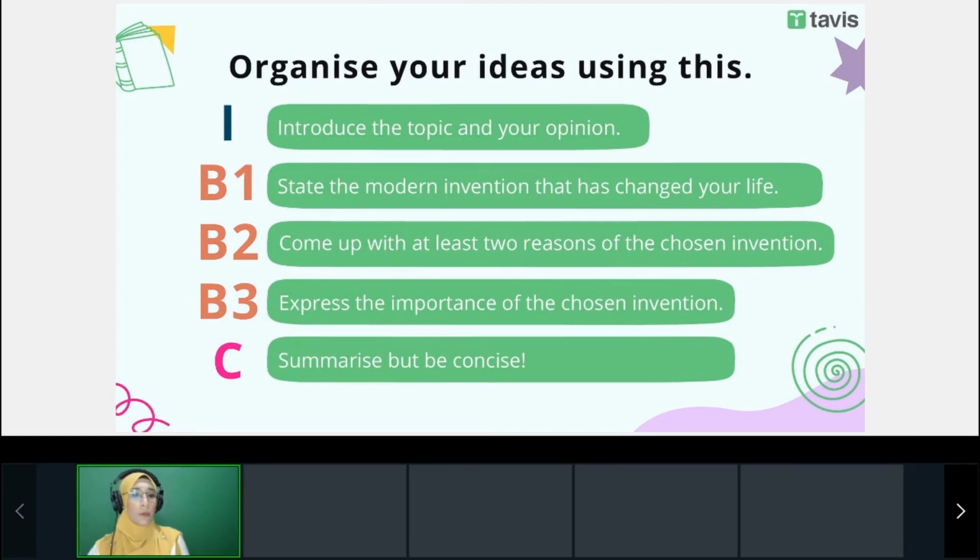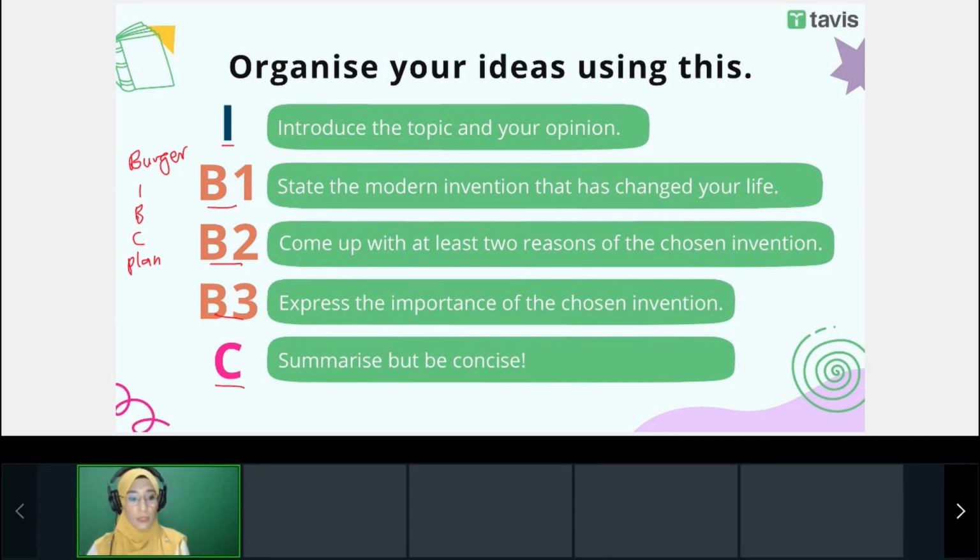So here we go. I've already simplified this for you. Here is how you can organize your ideas. I'm going to go a few more minutes, around 5 more minutes, and then we'll take a break. Don't you worry. First of all, we are applying the burger plan, the IBC plan. We have B1, B2, B3, and the conclusion.